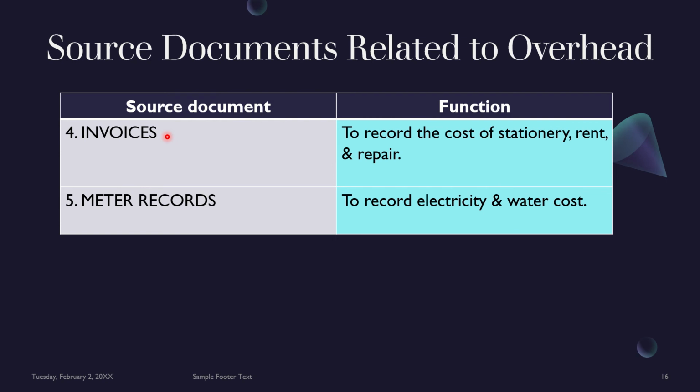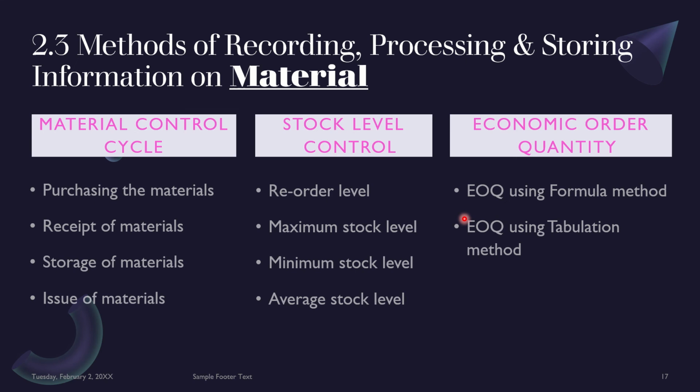Number four is invoice. Is used to record the cost of stationery, rent, and also repair. And the last one is a meter record used to record electricity and water costs. These are methods of recording, processing, and storing information on material.